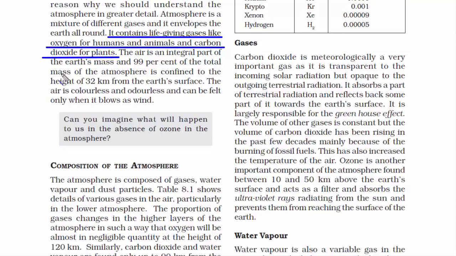And 99% of the total mass of the atmosphere is confined to the height of 32 km from Earth's surface, which means the first and a little bit of the second layer of the atmosphere falls into this 32 km range. Again, about which we will read in detail as we go forward. Alright, so that was a little introductory part. Now let's read about the first topic of this chapter.